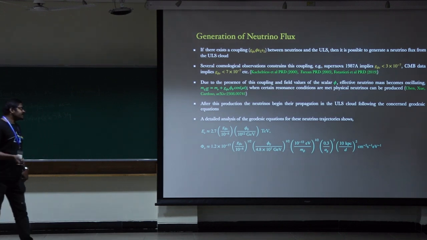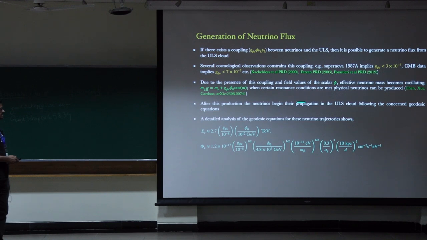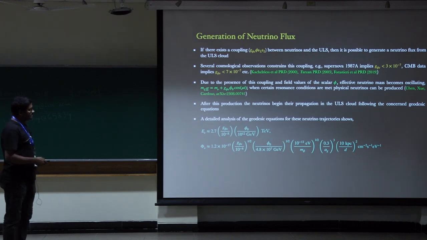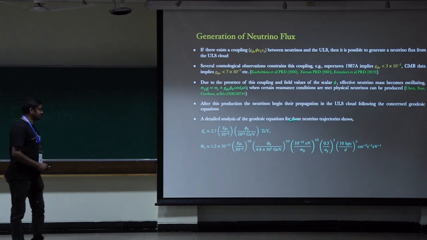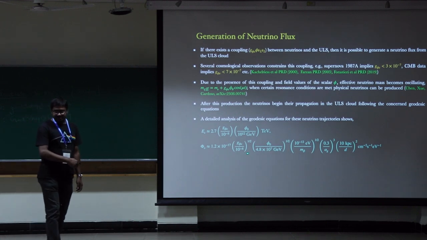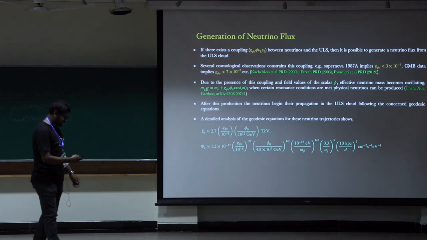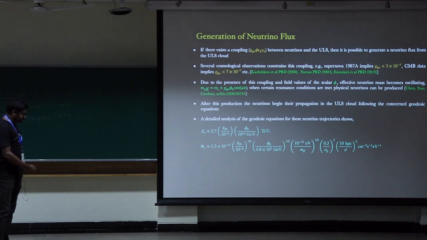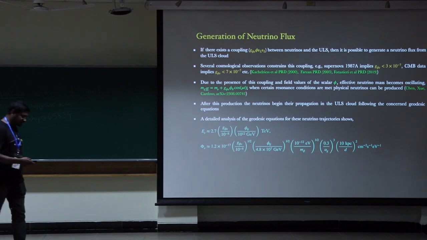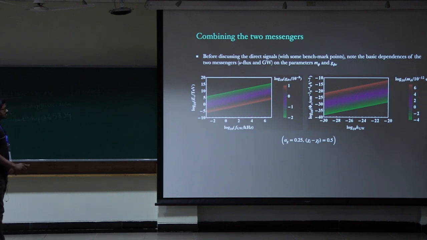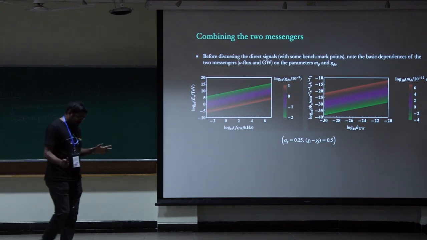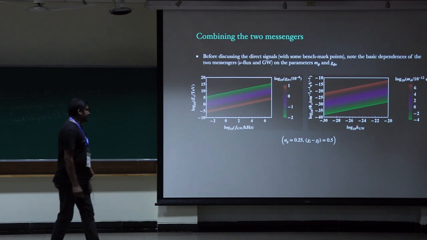And once you have generated those neutrinos, they can begin their propagation in this cloud following the constant geodesic equation. And you can do some algebraic calculation, and come up with this equation for the energy of the neutrinos and the flux of those neutrinos, which will mostly look like this. So now that you have the form of the energies and flux of the neutrinos, and in the previous slide I showed the gravitational wave spectra as well, what you can do is have a combination of these two things and see how everything plays out.